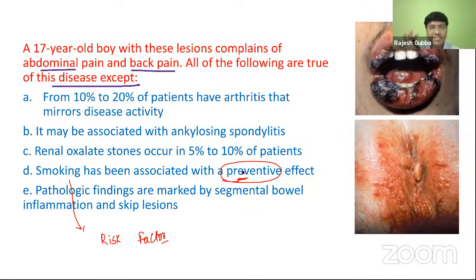Okay. So this particular question is on inflammatory bowel disease, right? And within inflammatory bowel disease, which particular subtype? It is Crohn's disease. Okay. Now we will move on to the next important image as well as the clinical based question together.